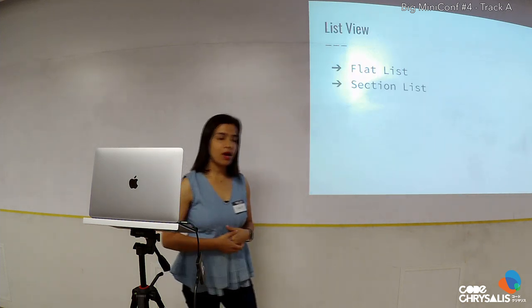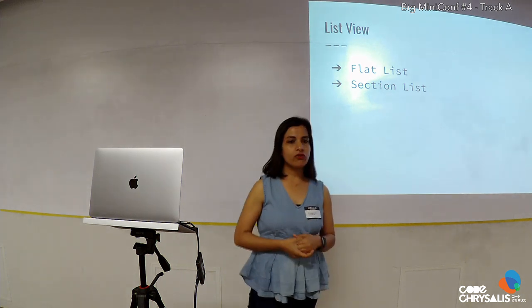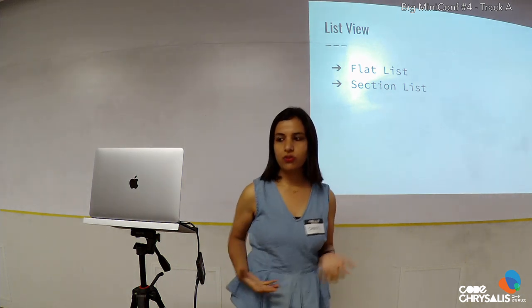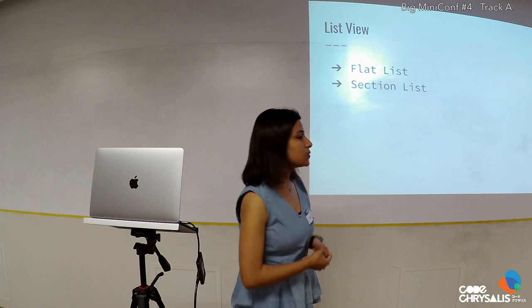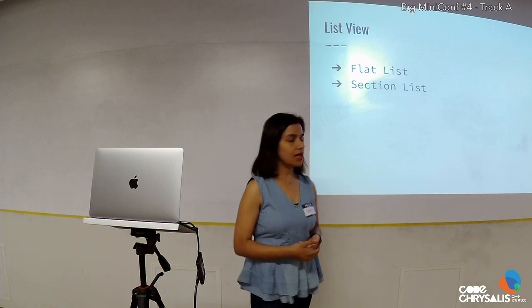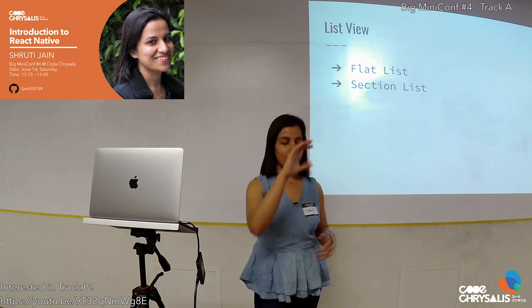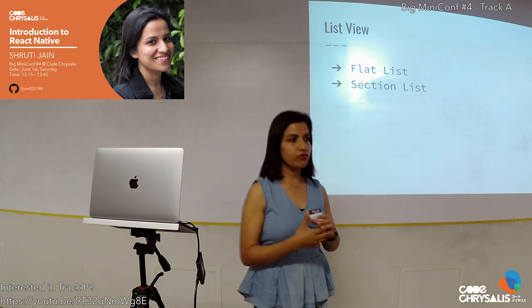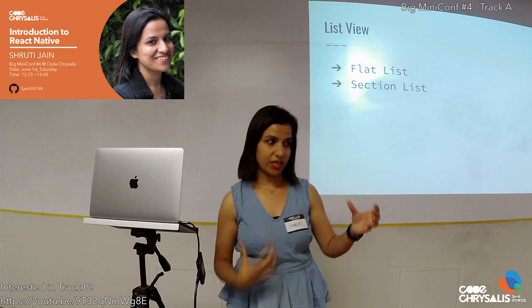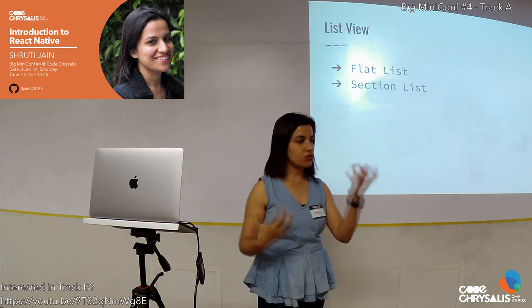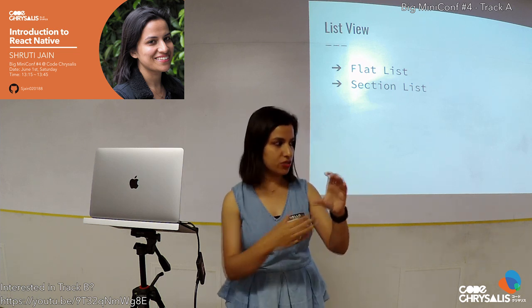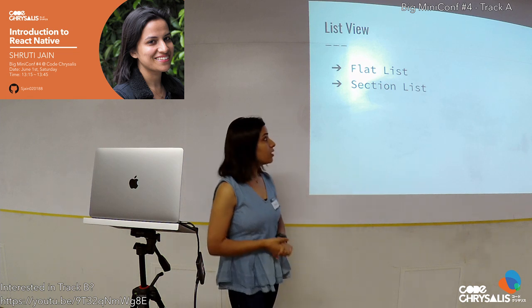Then some are for list view. If you have a long list of data that you want to show, then you can use these two components, either a flat list or a section list. A flat list has no sections in it, and if you want to divide your data into different sections, like different subjects or whatever, then you can use a section list.